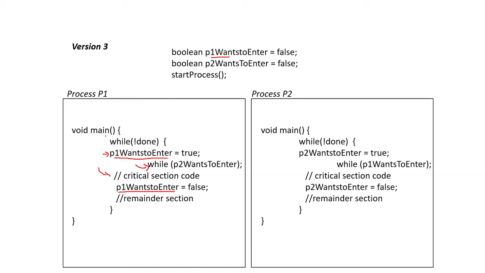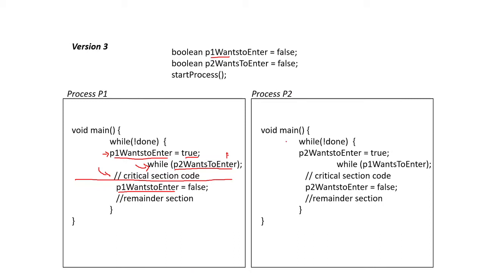Now say, for example, P1 starts with both the variables P1 wants to enter and P2 wants to enter being false. So at this point of time, P1 wants to enter is set to true. So it will try to see if P2 wants to enter has been set to true. So this will evaluate to false, and now let P1 enter into the critical section code. Now let the processor suspend P1 while P1 is still in its critical section.